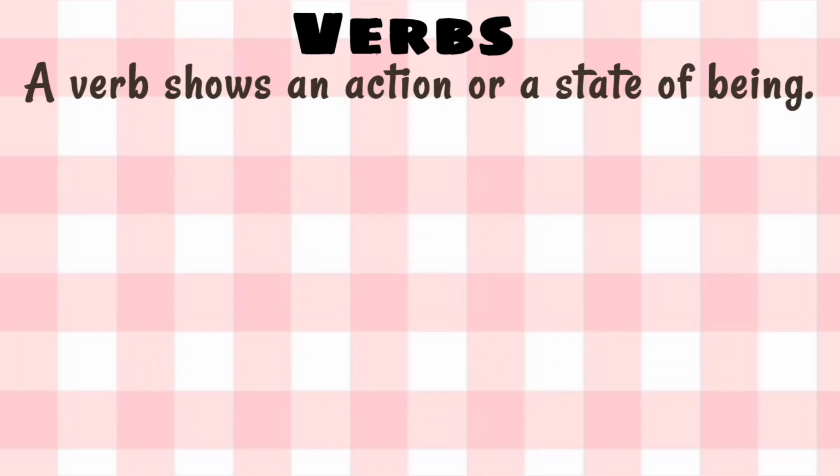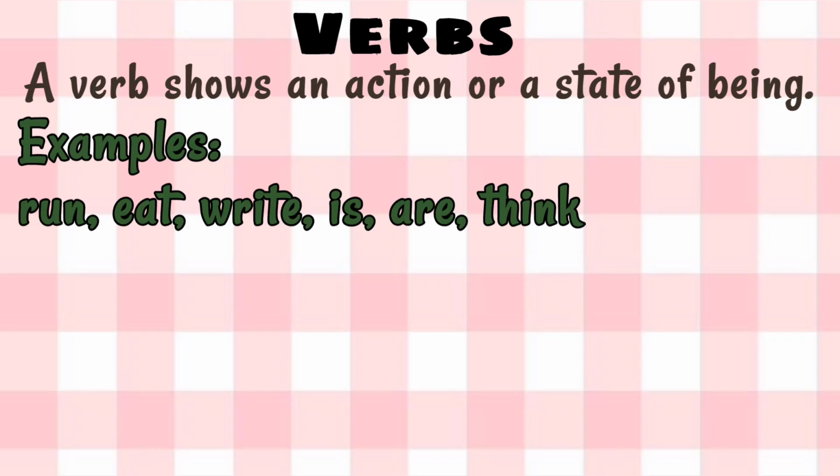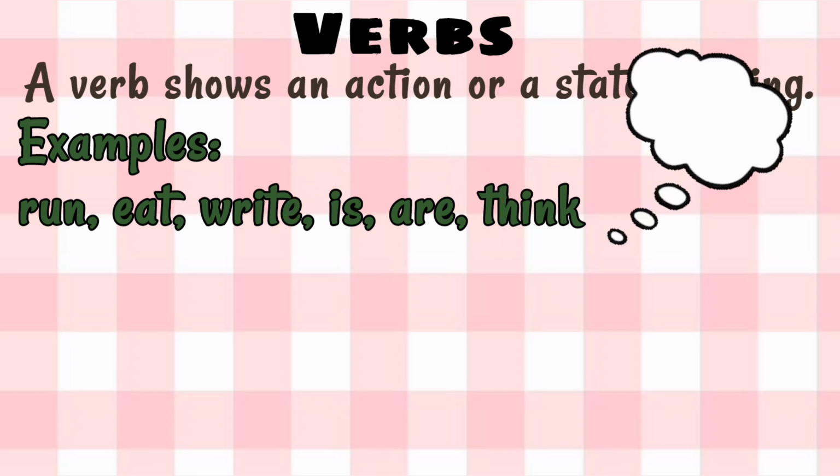The verb is another word class that is very important as it cannot miss in a sentence. For one to be classified as a sentence, it has to have a verb. A verb is something that shows the action or a state of being. For instance, run, eat, write, is, are, and think. Run is something that you're doing, it's an action. Same to eat, write. Is not an action, but it's rather a state of being. Are is also a state of being, and think is a mental action, so it is a verb.